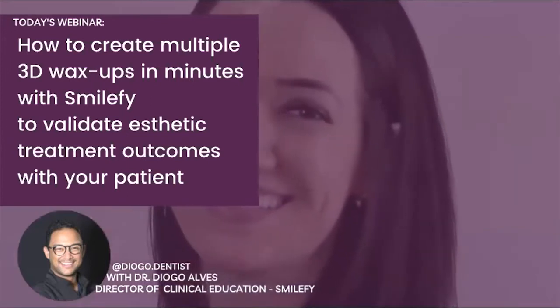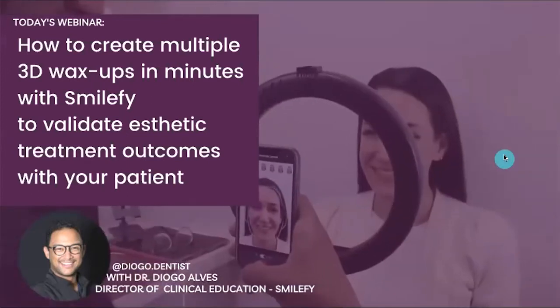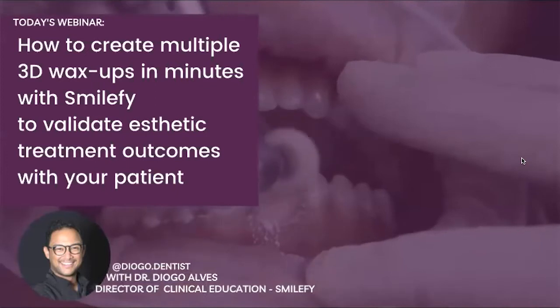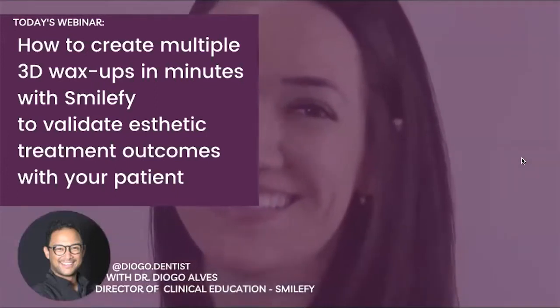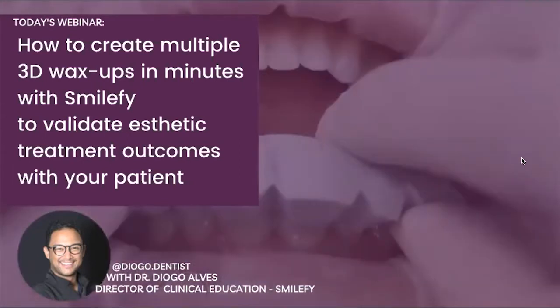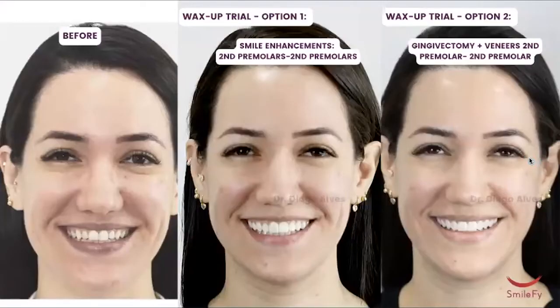Great. So let me now go back here to the presentation. And today we are going to go over a special case, a case where the patient herself was not 100% sure on what type of procedure she would go for. Either just going for the composite restorations, which is what she came in for on the centrals and laterals, or going for a more complete type of treatment, which is what I found best for her, which is option 2, as you can see over there, gingivectomy and veneers from second premolar to second premolar.